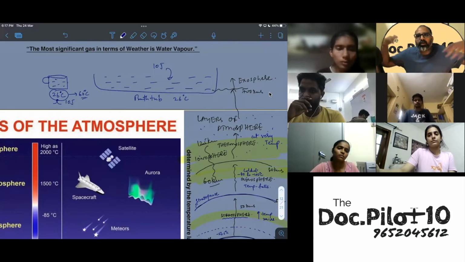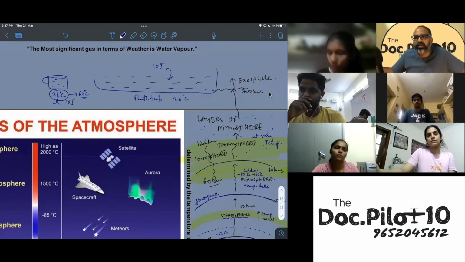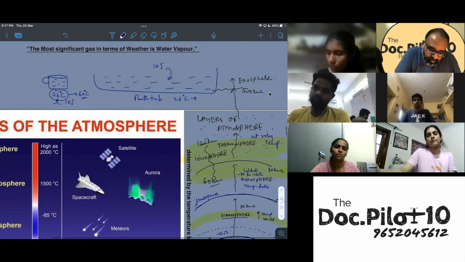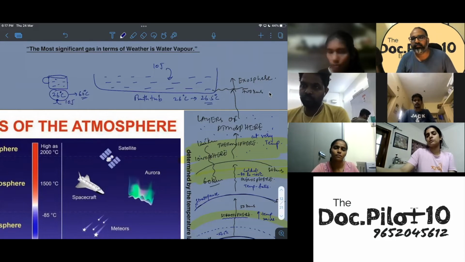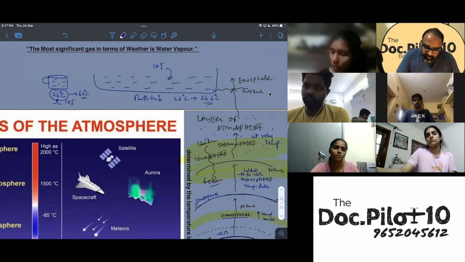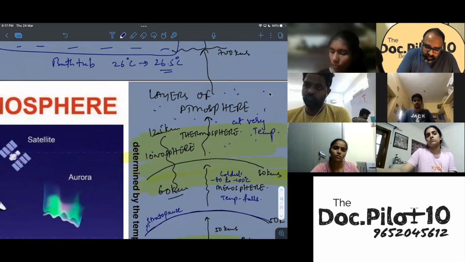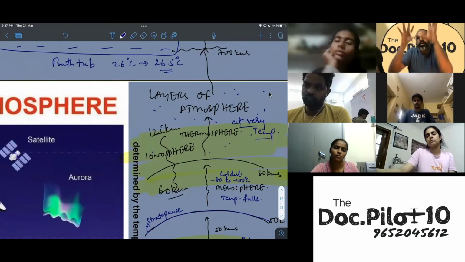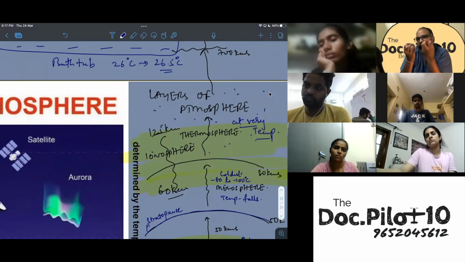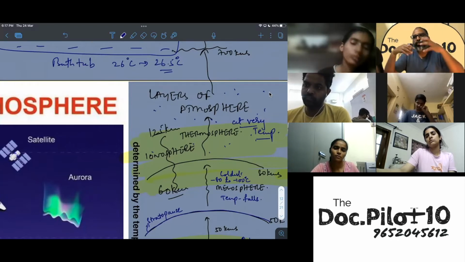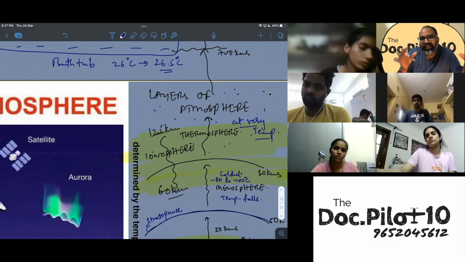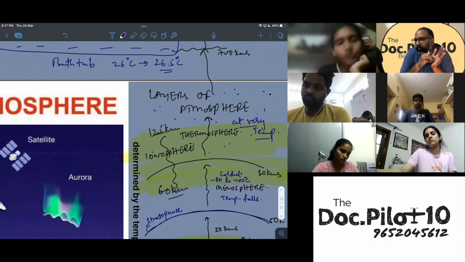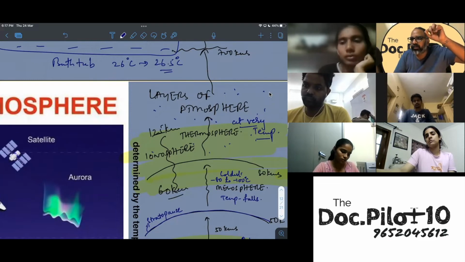No, because there is a lot of water in the bathtub. It is not sufficient. It will just become 26.5 degrees centigrade. That is the reason in the thermosphere, even though every atom is at very high temperature, the overall heat is nothing but the energy. Energy of all molecules together is called heat. So the total heat of the thermosphere is very less, but every molecule is at very high temperature.